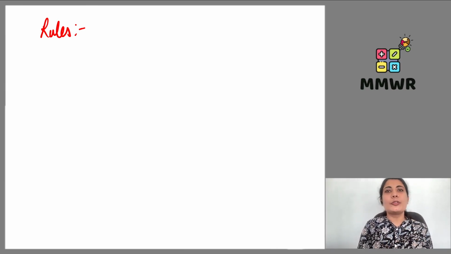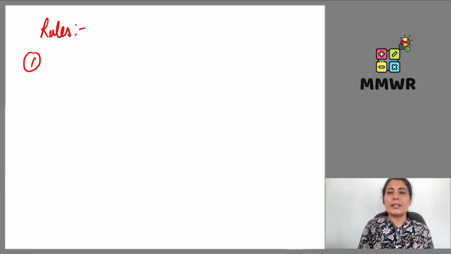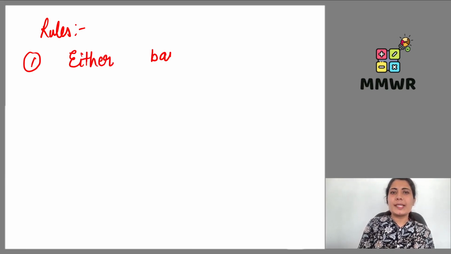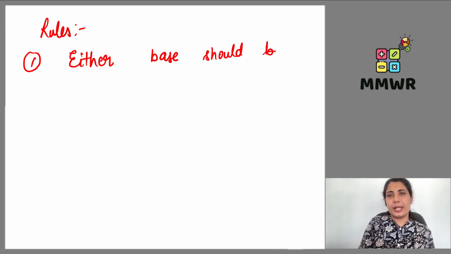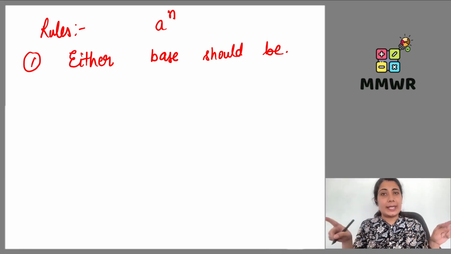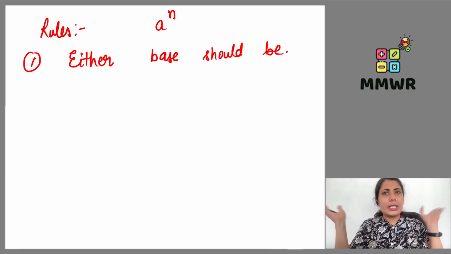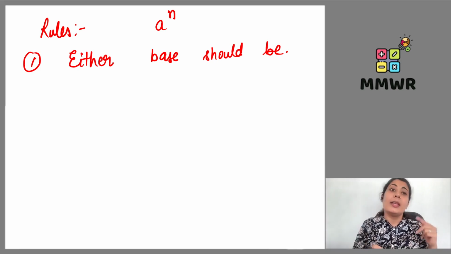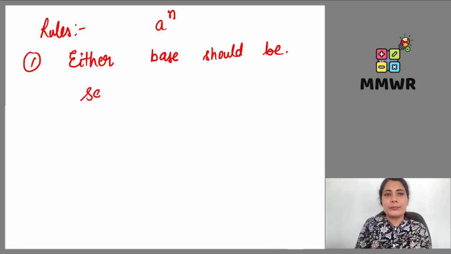Okay, let's move to the rules. The rule says that only one rule is there. Either the base should be the same. The target, when we are comparing exponential numbers like a to the power n or whatever it is, is that everywhere we have to bring the same base a, and then we can just look at the power and compare. Either the base should be the same, or the second rule is the power should be the same.